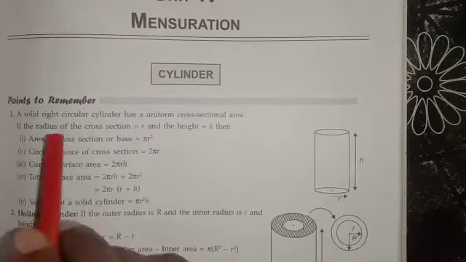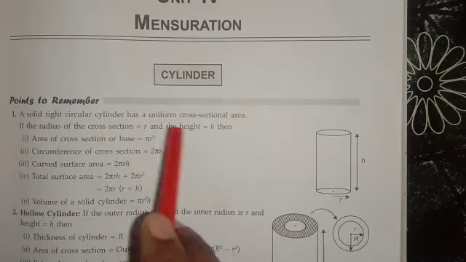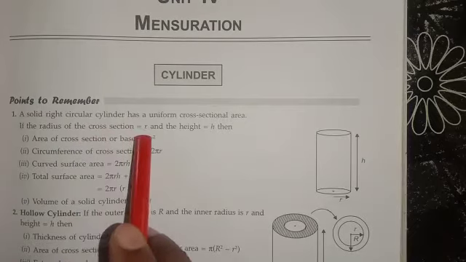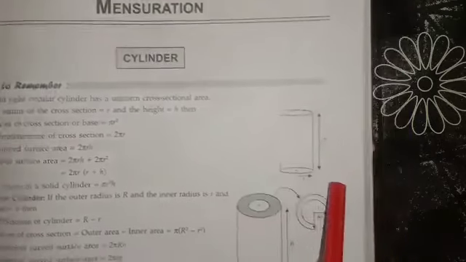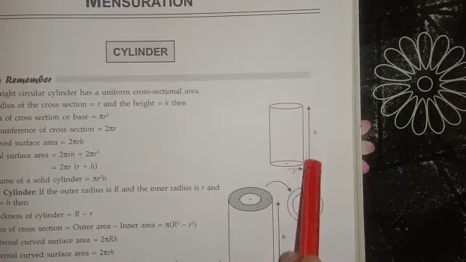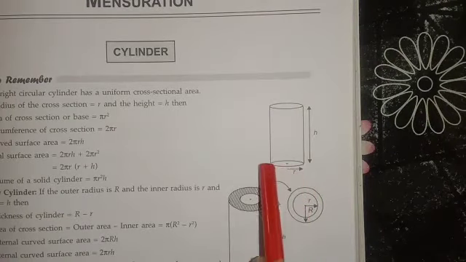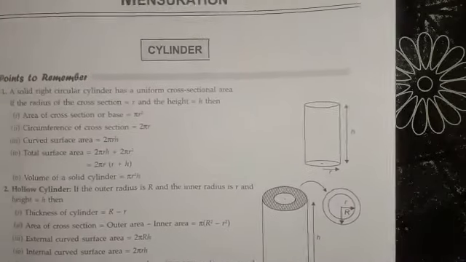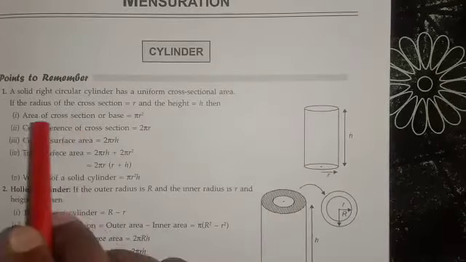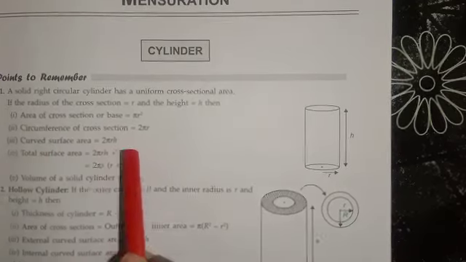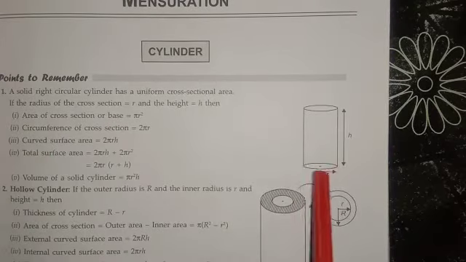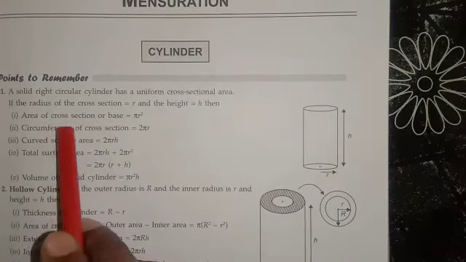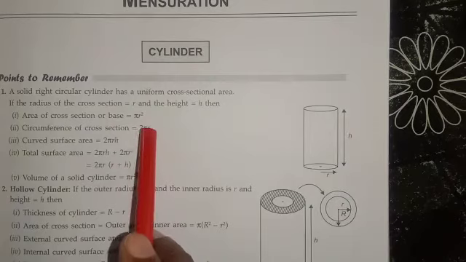A solid right circular cylinder has a uniform cross section area. If the radius of the cross section is r and height is h, this is the figure. You have to draw the figure. This is the height and this is the radius of the base of the right circular cylinder. The first formula is area of cross section of the base. That will be this circle, pi r square.